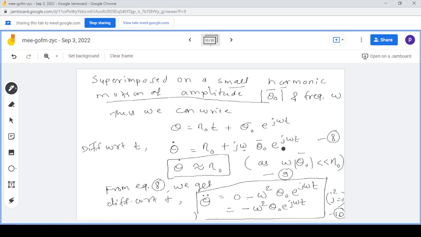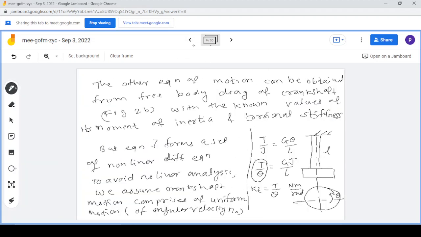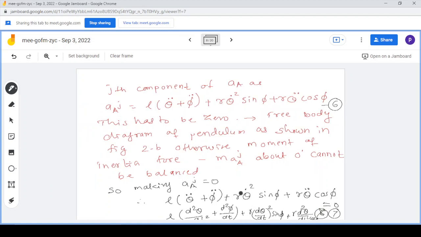Now we will substitute the value of theta dot equals n0 from expression 9 and theta double dot equals this from expression 10 into expression 7. What is expression 7? This expression. We will put these values in it.